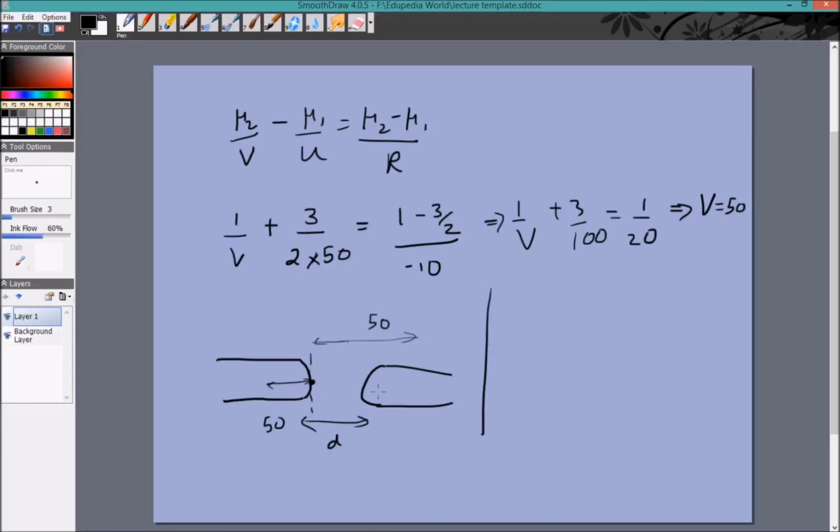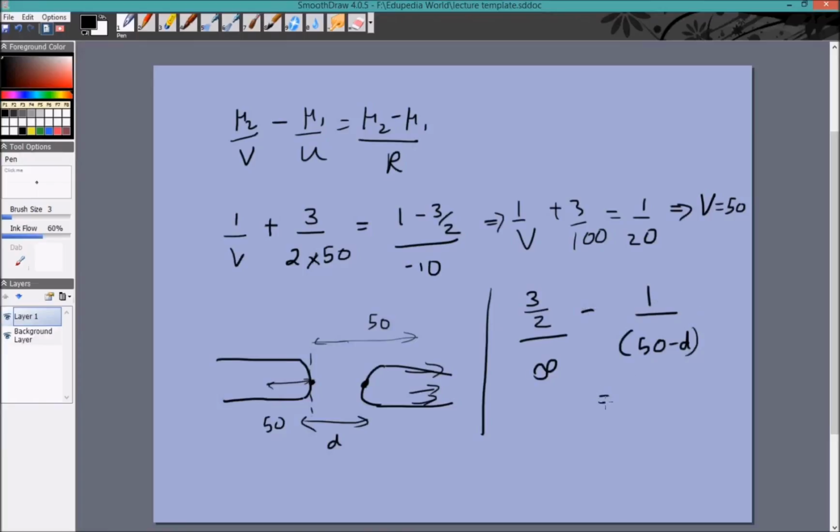So now for the second one we will write the equation from this. So for this U will be positive 50 minus D. So we'll get 3 by 2 divided by V, and V in this case is infinity because the ray is parallel, minus 1 by 50 minus D. If you took it to be less, then it would be D minus 50, and there would be a plus sign, so it would give you the same result.